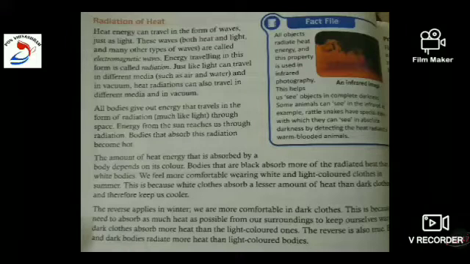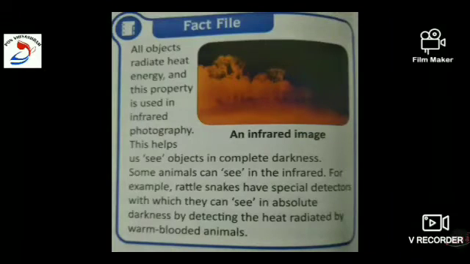All bodies give out energy that travels in the form of radiation through space. Energy from the sun reaches us through radiation. Bodies that absorb this radiation become hot. The amount of heat energy that is absorbed by a body depends on its color. Bodies that are black absorb more of the radiated heat than white bodies. You would have read in your lower classes, we feel more comfortable wearing white and light colored clothes in summer. This is because white clothes absorb a lesser amount of heat than dark clothes and therefore keep us cooler.